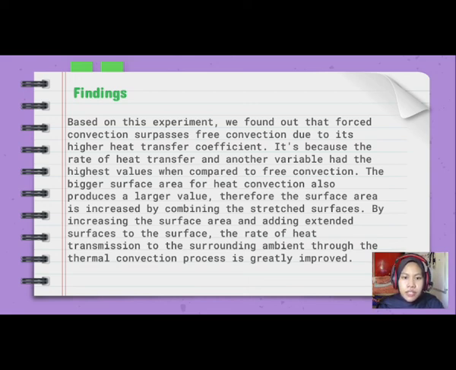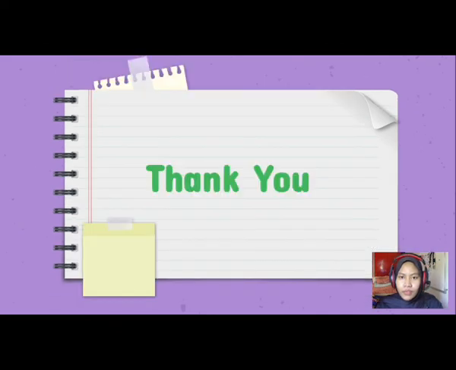Therefore, the surface area is increased by combining the stretched surfaces. By increasing the surface area and adding extended surfaces to the surface, the rate of heat transmission to the surrounding ambient through the thermal convection process is greatly improved. That's all from me. Thank you.